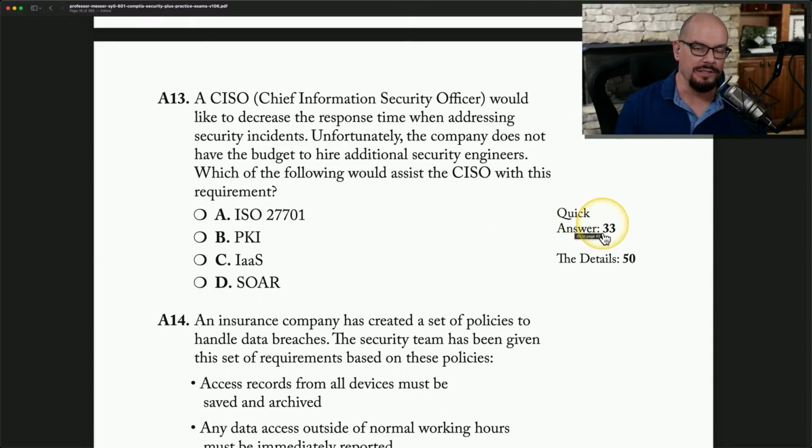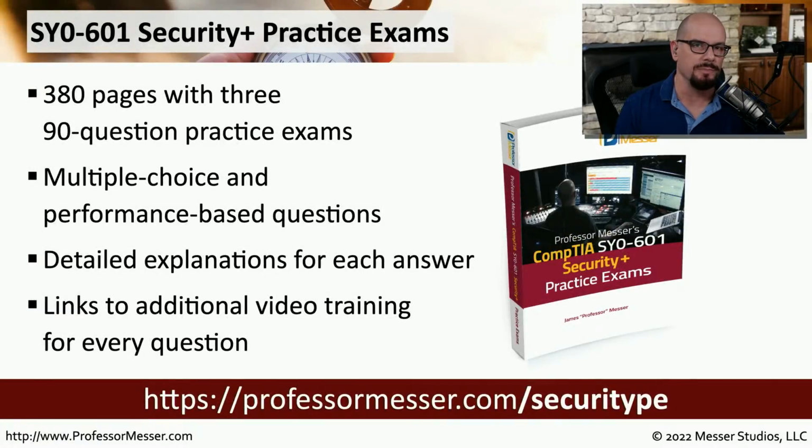You can see that if you want to see a quick answer, you go to page 33. If you want to go to the details, you go to page 50. But why would you fast forward or scroll through the book? Simply click where it says the details, and it takes you over to page 50. Or if you want quick answers, it takes you to page 33, and you're able to step through all of them. The questions in this book, by the way, come directly from the CompTIA exam objectives.